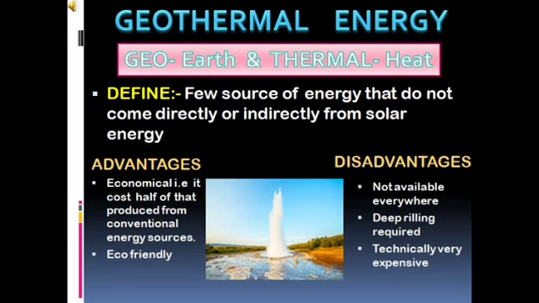As more and more steam is formed between the rocks, it gets compressed to high pressure, and a hole is drilled in the earth to the hot rocks and a pipe is put into it. The steam present around the hot rocks comes up through the pipe at a very high pressure and then it turns the turbine to generate electricity. What are its advantages and disadvantages? Advantages: it's economical, that means its cost is half, and it is eco-friendly. Disadvantages: it's not available everywhere, deep drilling is required and the technology is very expensive.